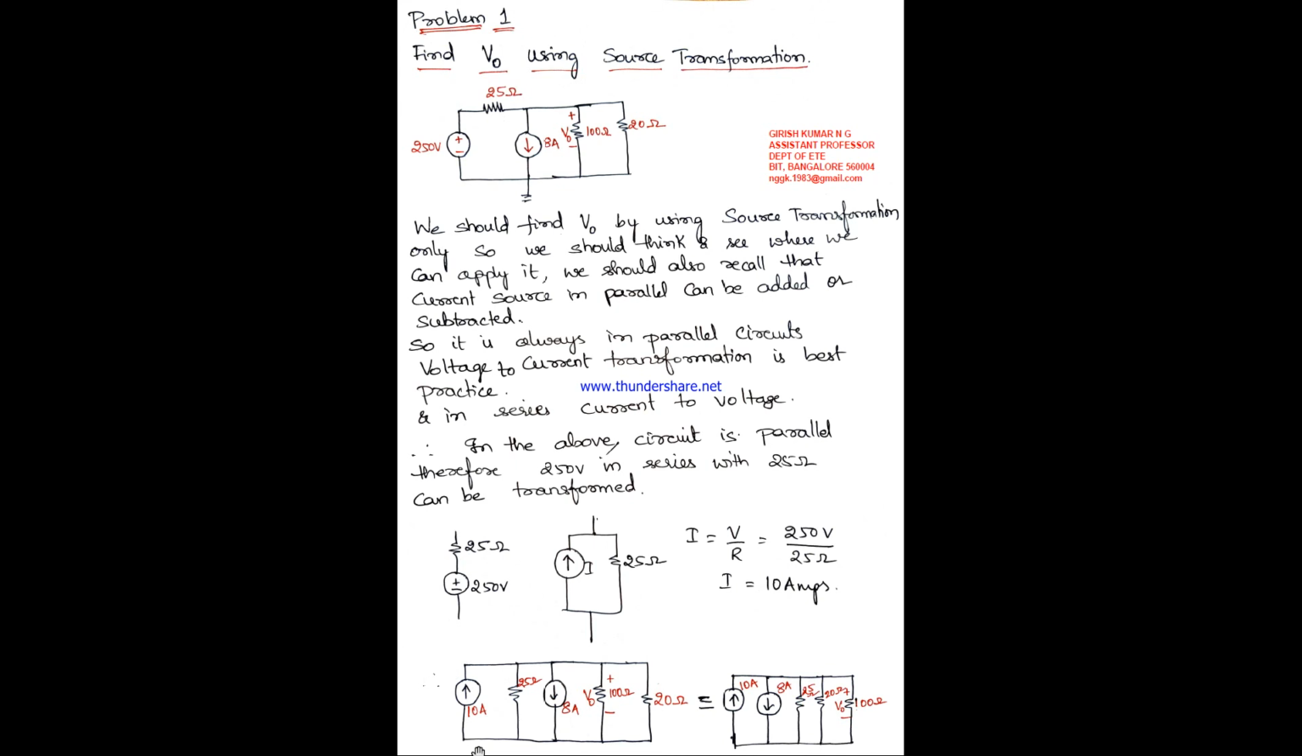So please follow that as I move things. 10 amps in parallel with 25 ohms, and then you replace the same part of the circuit with 8 amps, 100 ohms and 20 ohms. As this is a parallel network, the replacement of the components can be done. Why? Because the voltage across this parallel network is constant. The voltage across 25 ohms, 100 ohms, and 20 ohms is the same. So V0 is the voltage across this parallel network.